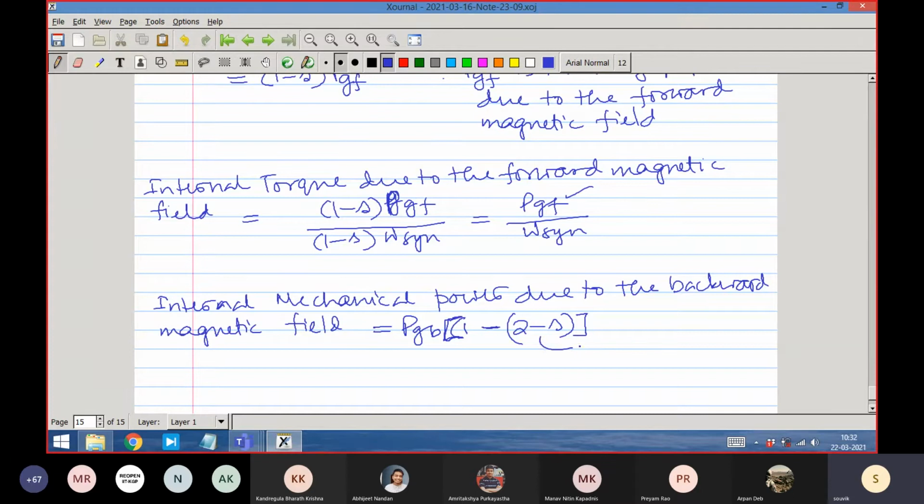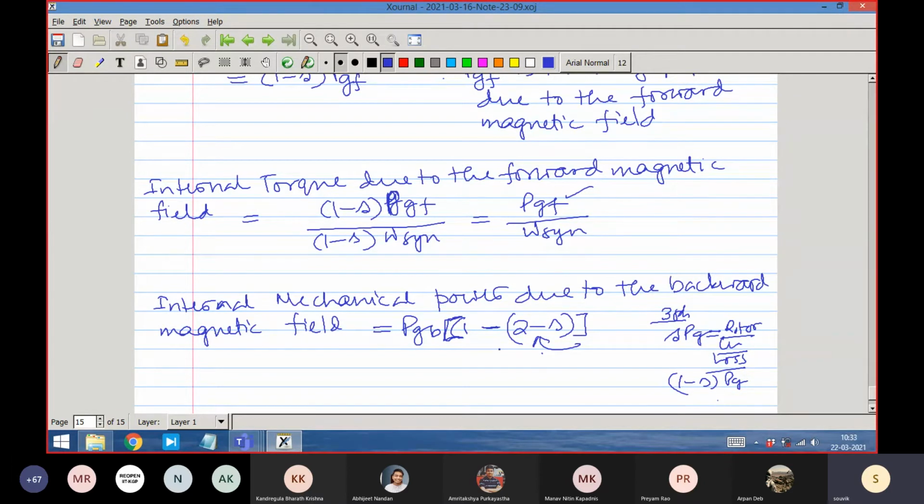This 2 minus S corresponds to the I square R loss. You remember, corresponding to I square R loss, we use slip S PG. Basically, in the three-phase situation, we said S into PG corresponds to rotor copper loss, right? Therefore the basic output power is 1 minus S PG. That was the three-phase sense. Here S corresponds to 2 minus S for the backward magnetic field.